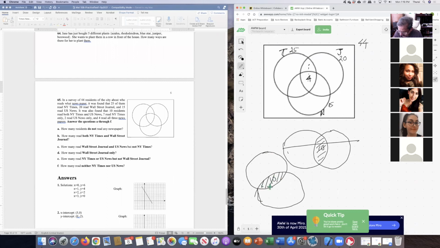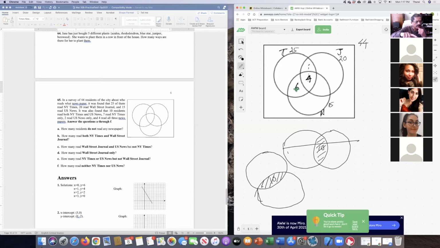Okay, so the 10 includes the 4 here. So I have to subtract the 4 from the 10 to get this number here, 6. You follow me? Yes. All right, so that gives me 6 here. And then there was another number we skipped. The 10 read New York Times and US News. Okay, we got that.